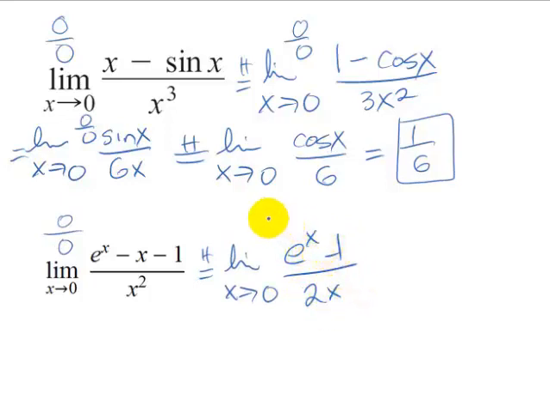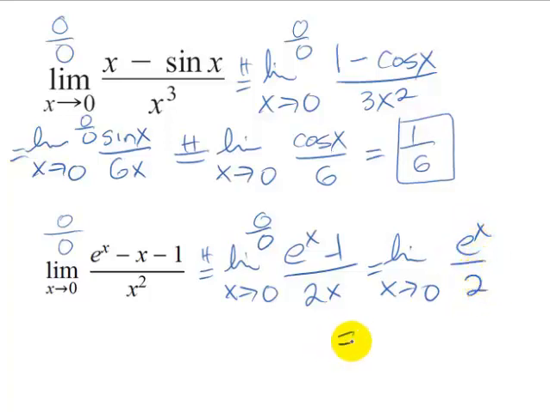E to the 0 is 1, so we still have an indeterminate form because we have 1 minus 1 on the top. So we have the limit as x approaches 0 of e to the x over 2, and now we can directly evaluate. E to the 0 is 1, over 2, and our limit is 1/2.